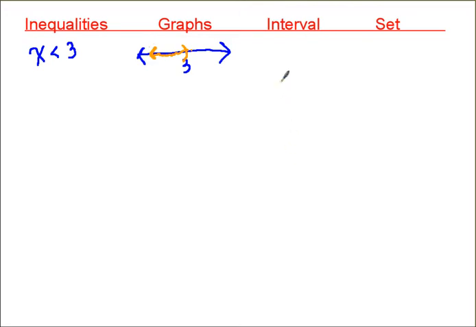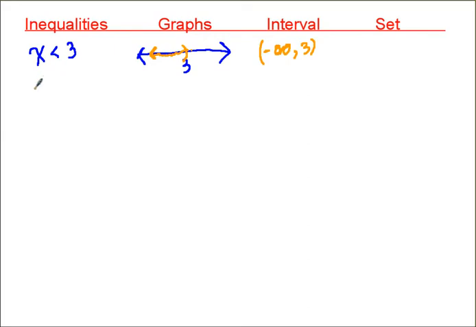Interval notation. Since I'm less than 3, my smallest number is negative infinity. Ugly infinity sign. There we go. Negative infinity. And my highest value would be 3. Since it's not included, we go with a parenthesis. And infinity is always a parenthesis. It's never a bracket. We never include infinity, positive or negative. We'll come back to set notation in just one second.